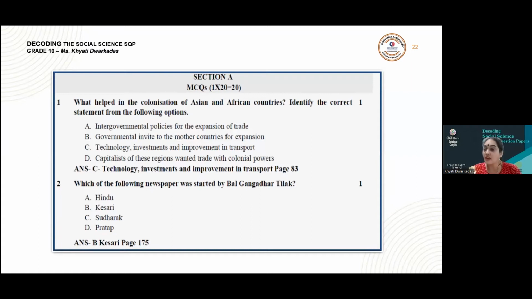However, the language of the question is incorrect. It is grammatically incorrect. Which of the following newspaper was started by Bal Gangadhar Tilak? So when you go to see the language, in the context of its language, it is a bad question. We need to guide the student to choose any one correct answer. So the question should have been, which one of the following newspapers, because we have given 4 options, newspapers was started by Bal Gangadhar Tilak?